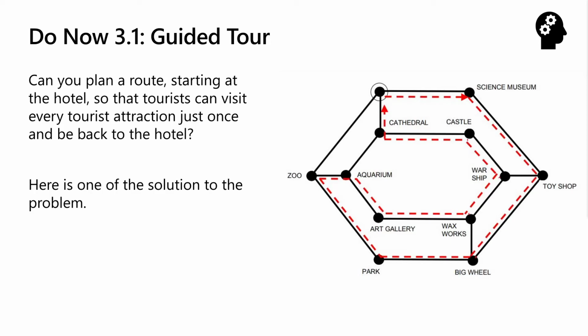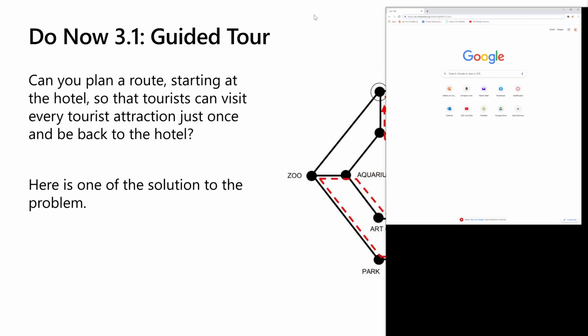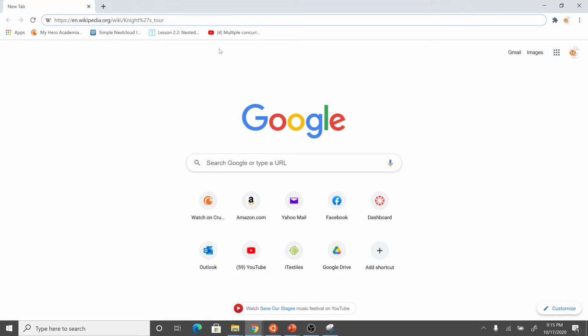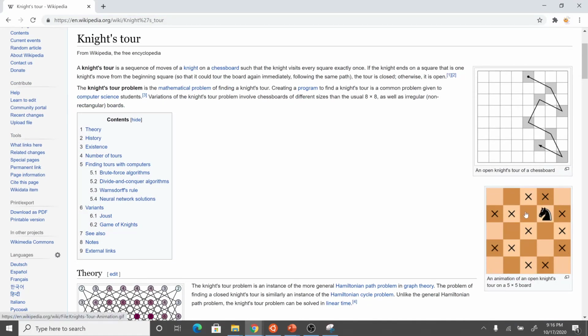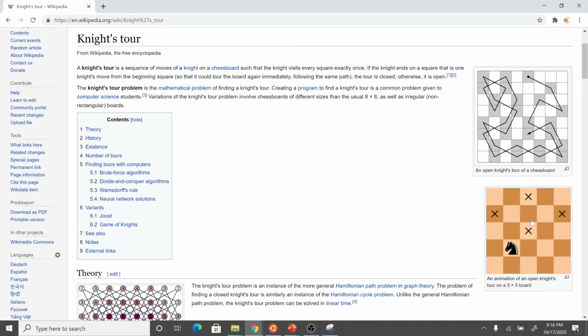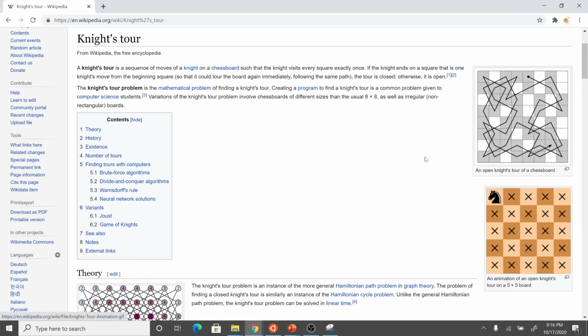If you are interested in these kinds of algorithms, you can also look at the Knight's tour. If you have ever played chess, you know that knights move in a special way. You'd have to find a way where the knight moves and goes to each of the square blocks over here without repeating anywhere. So this is another kind of algorithm. Algorithms are really beautiful and they make our life really easier.